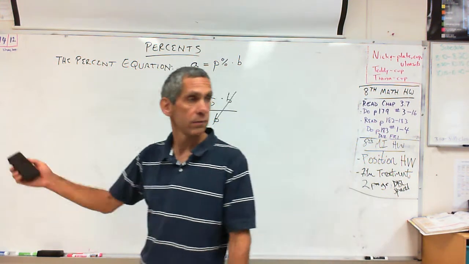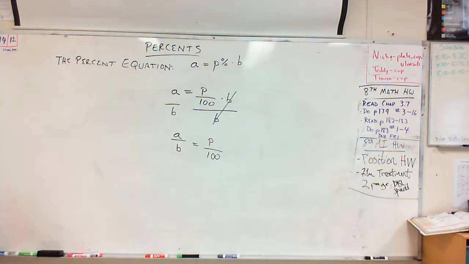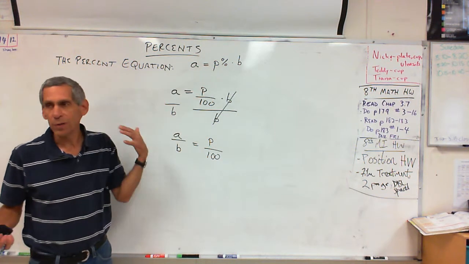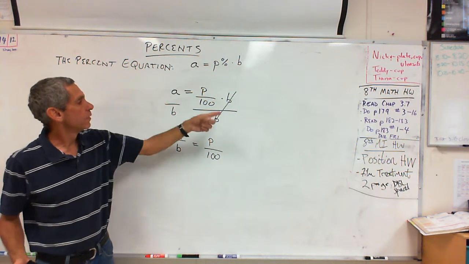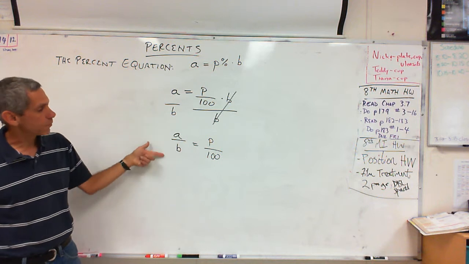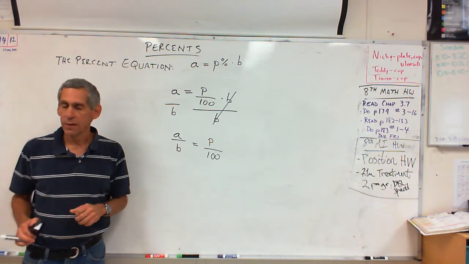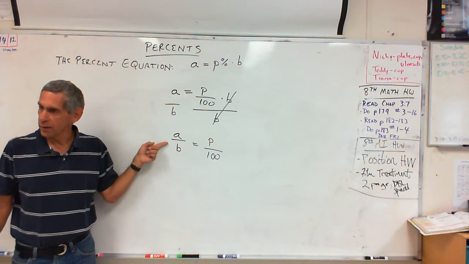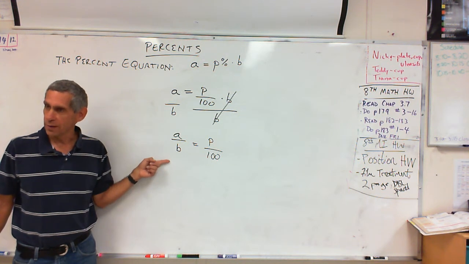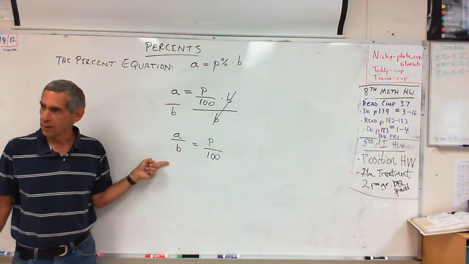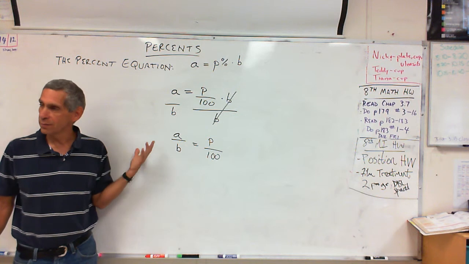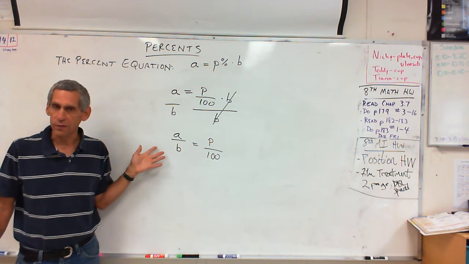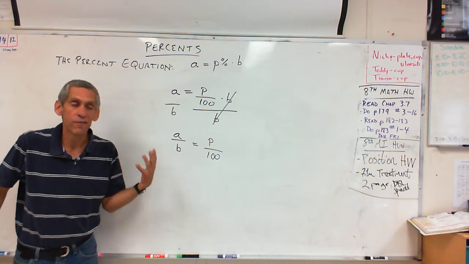But all I did was make P percent into P over 100, because that's what P percent is. And I divided both sides by B, and I got my proportion, right? And notice here, pretty often, you're going to be putting the smaller number on top and the bigger number on the bottom. Not always, but a lot of times. So that gives you another little heads up. Look for that: what percent of something?